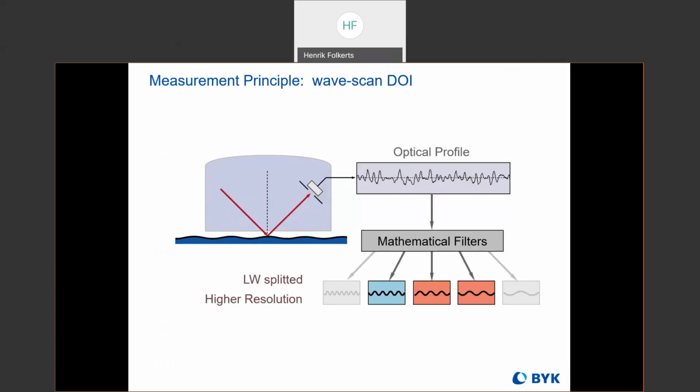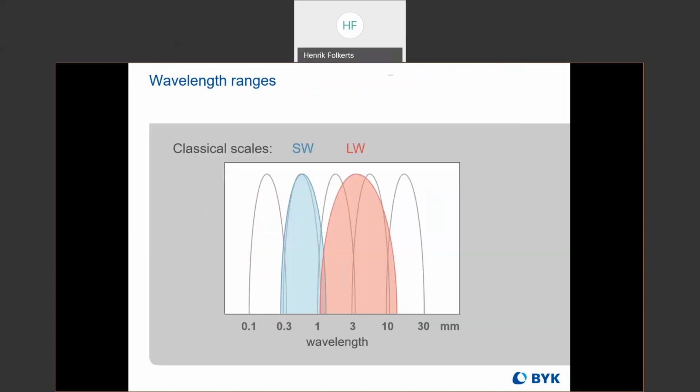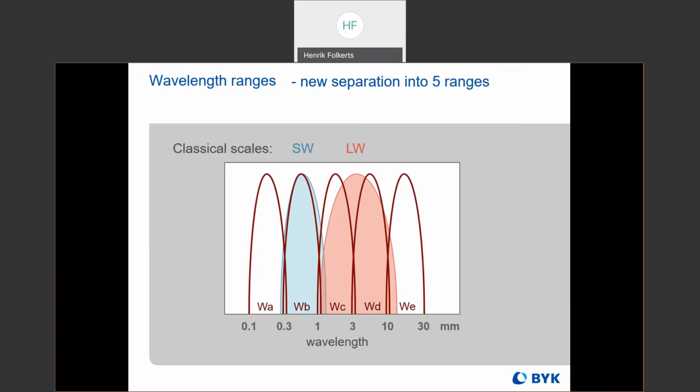And so for that, that optical profile was split into a number of different categories that we refer to as the W values, WA, WB, WC, WD, and WE. And these have specific ranges. WA is the amount of structures in the 0.1 to 0.3 millimeter range. WB is the amount of structure in the 0.3 to 1 millimeter range. WC is 1 to 3. WD is 3 to 10, and WE is 10 to 30.